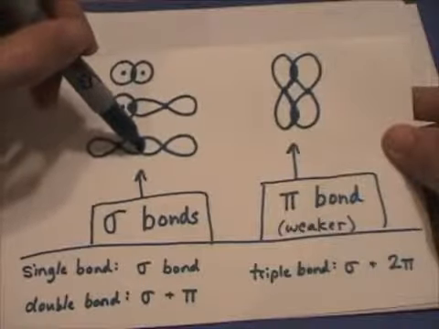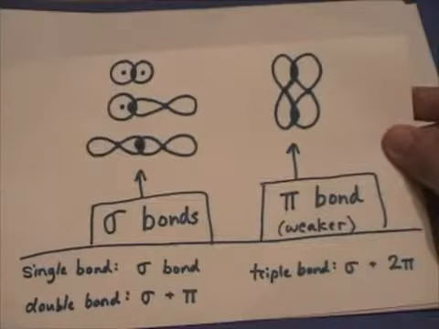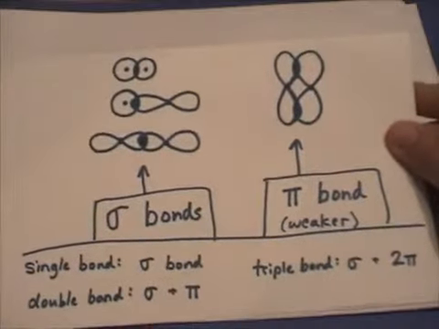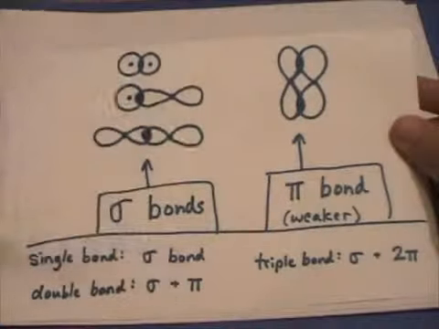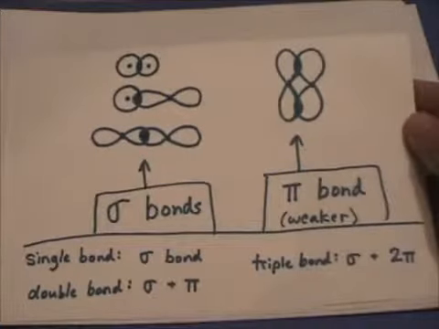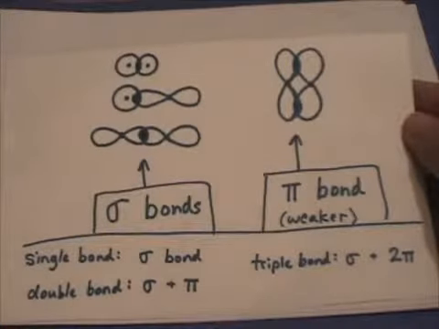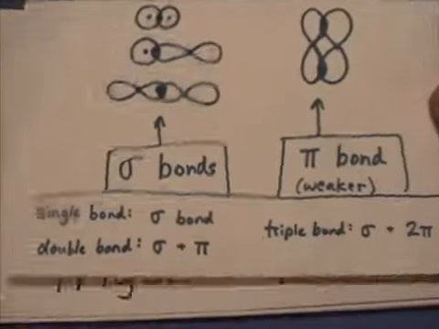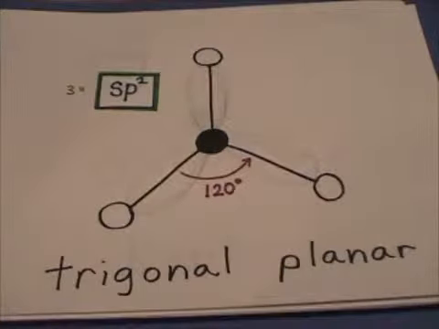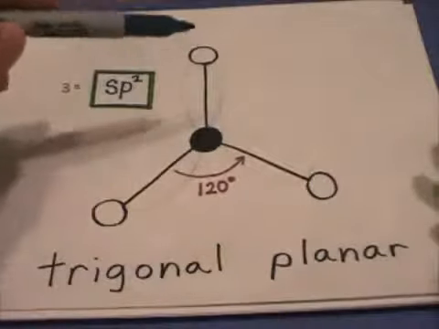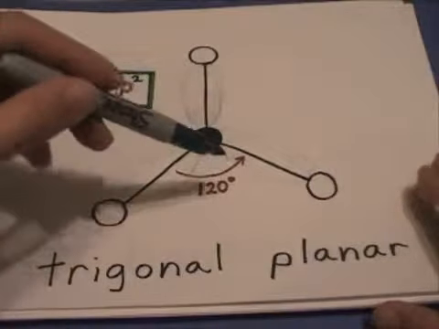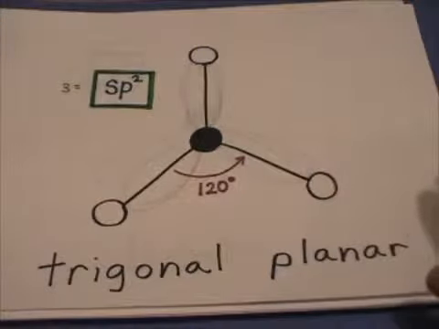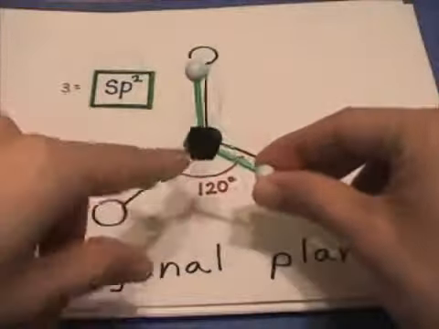A sigma bond occurs when the electron overlap is between the nuclei of the atoms. A single bond is a sigma bond, a double bond is a sigma bond and a pi bond, and a triple bond is a sigma bond and 2 different pi bonds. So now whenever I talk about electron regions getting as far away as possible, I'm just going to say 3 sigma bonds getting as far away as possible will form 120-degree bond angles, and the hybridization is sp2.